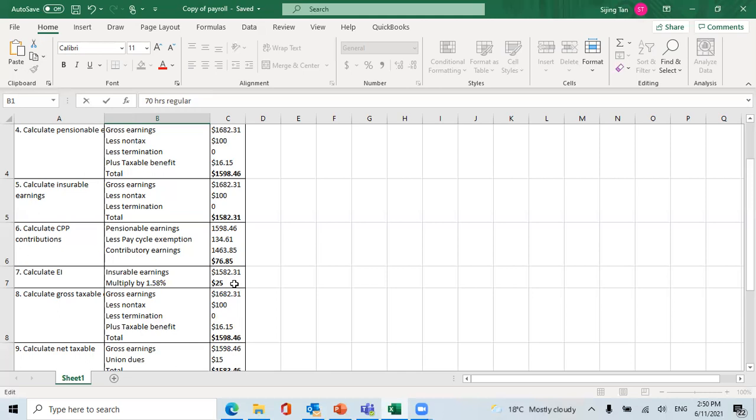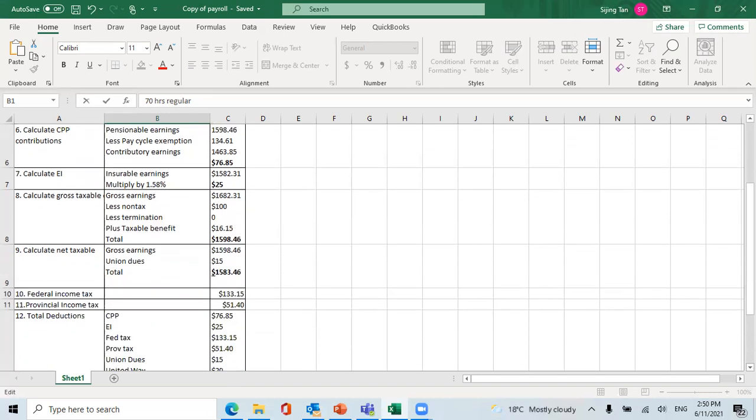Now, we're going to calculate gross taxable earnings. Gross taxable earnings is always the same as pensionable earnings. The only difference is if there are termination expenses, you need to add them back. If there's nothing for termination expenses, it's the same as your pensionable earnings. So for this scenario, pensionable earnings and gross taxable earnings are the same.